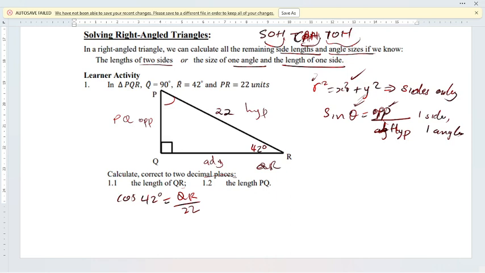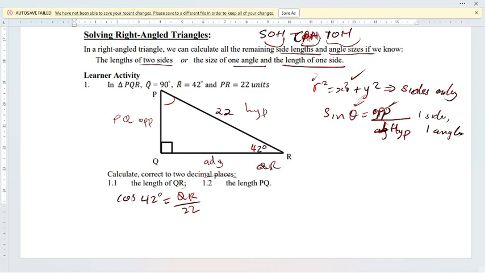Okay. You know how to substitute. After substitution, this is trigonometry. Question number 1, you need it for grade 10, 11, 12. You must solve for QR. Make QR the subject.